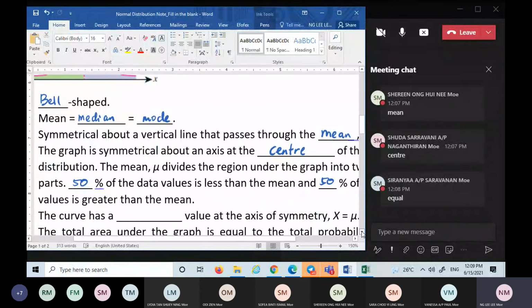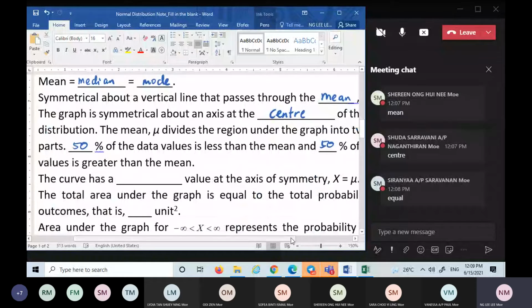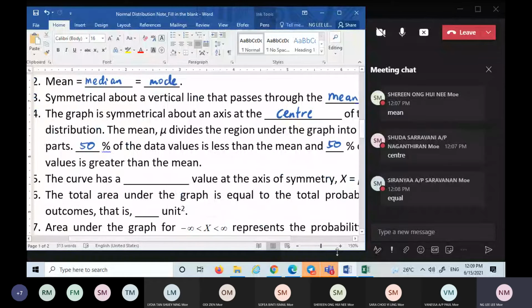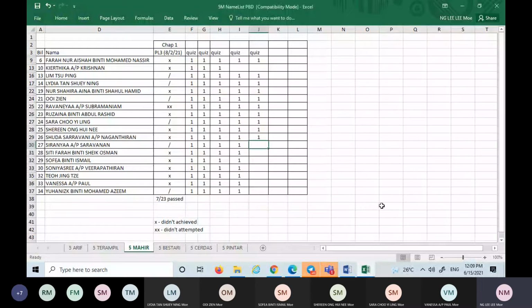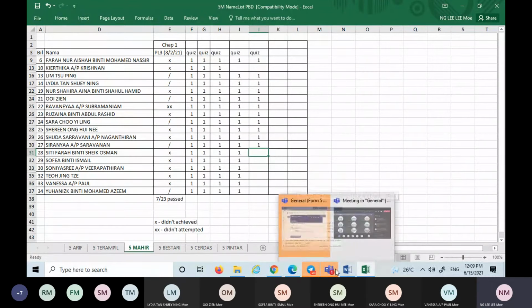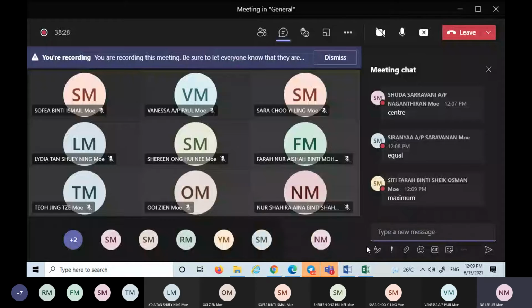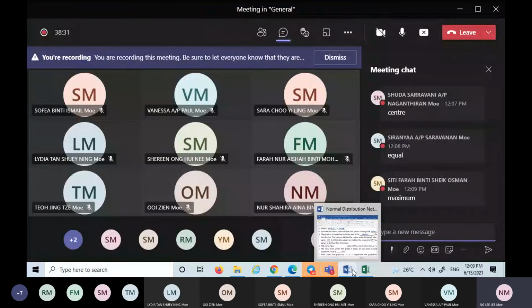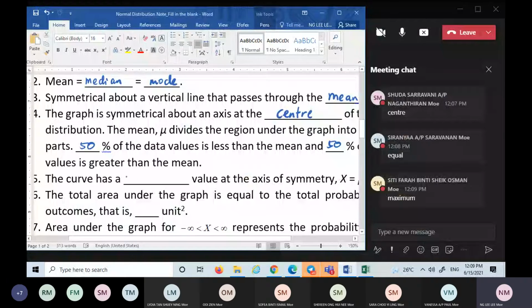Okay, we have settled number 4. Now we go to number 5. Okay, the curve has what value at the axis of symmetry, which is x equal to mu? I try not to give you options to choose. Okay, maximum value, very good. Means you already went through the text and got the answer. Okay, this is maximum.